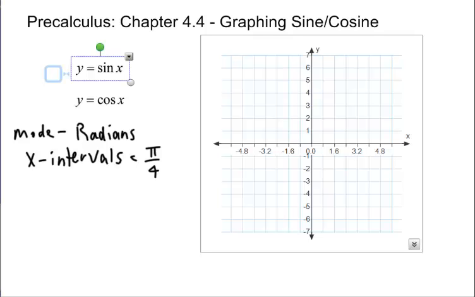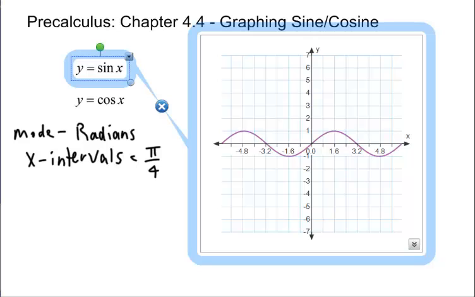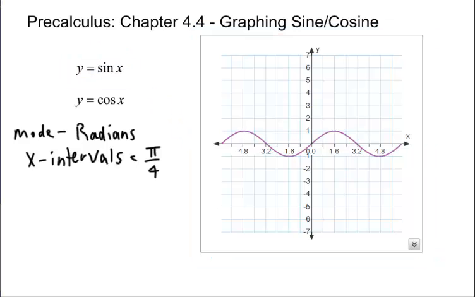If I graph sine of x, there it is right there. There's the sine of x. And notice that if we were to go through and analyze it, one of the things we would see is that this graph has a range that goes from -1 to 1, and it has a domain that goes from -infinity to +infinity. There's no point on the sine curve where we will ever go past 1 or below -1, and there's no point where an x value will not work.